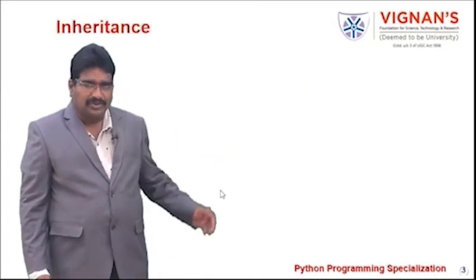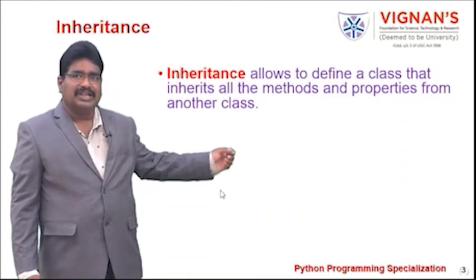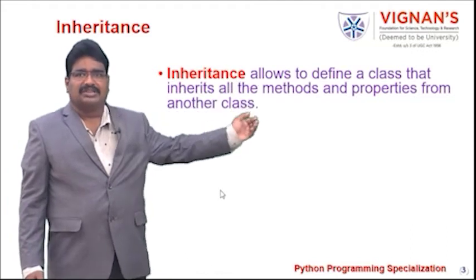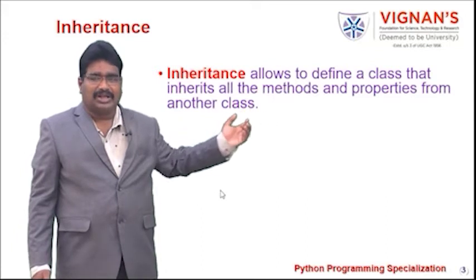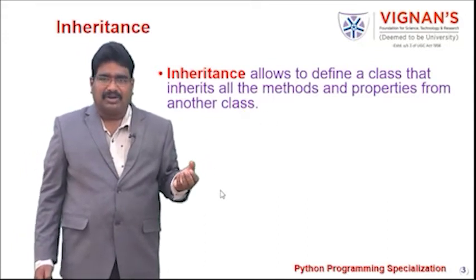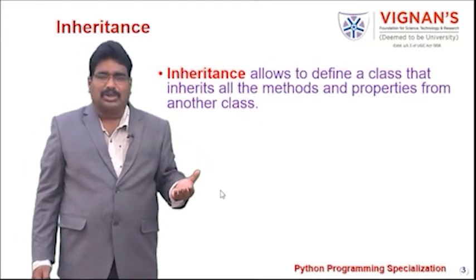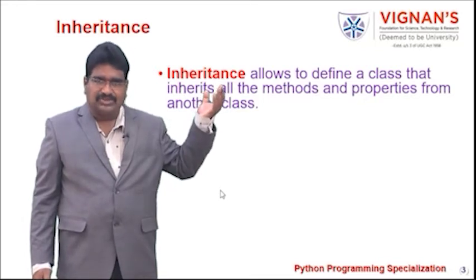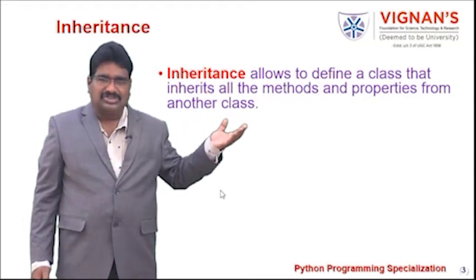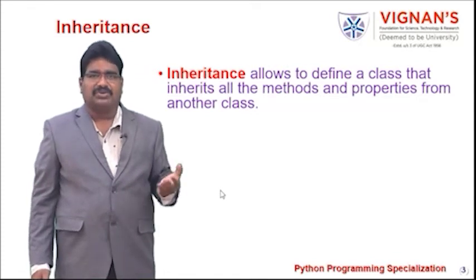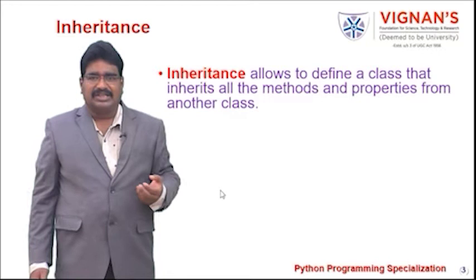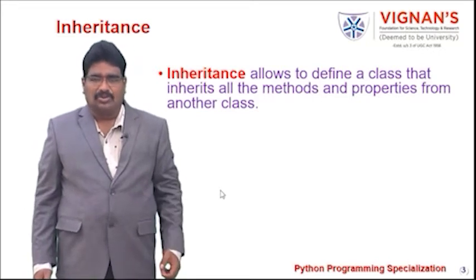First, we try to define inheritance. Inheritance allows us to define a class that inherits all the methods and properties from another class. So already one class is available and we want to define a new class with all the existing features of the existing class. In addition to that, we want to add some more additional features. Then we go for inheritance. Inheritance simply provides code reusability.